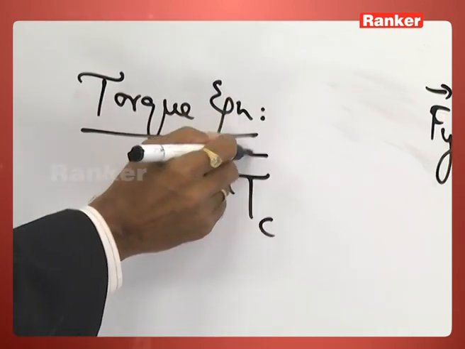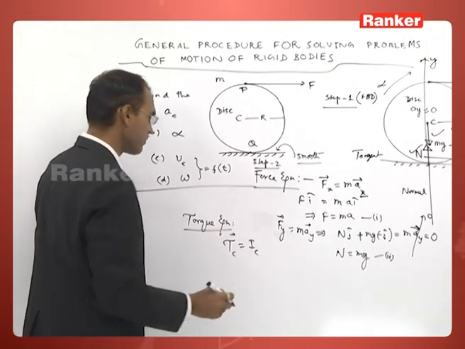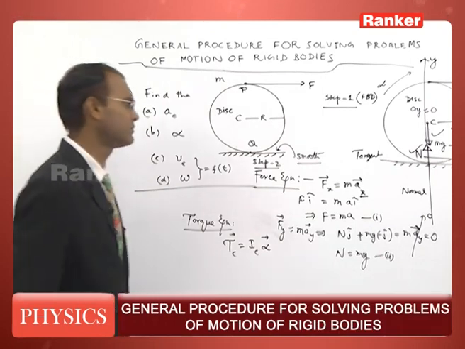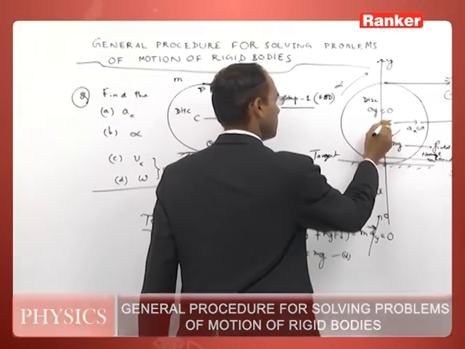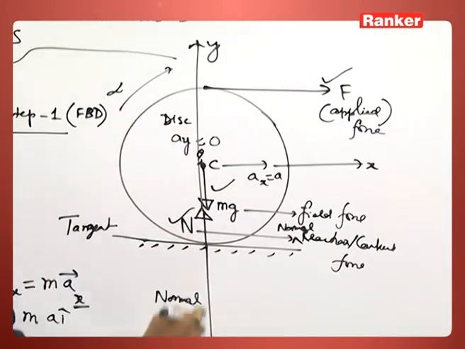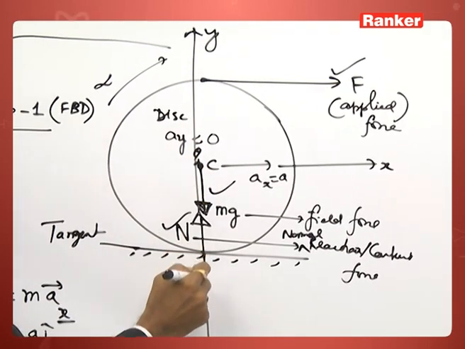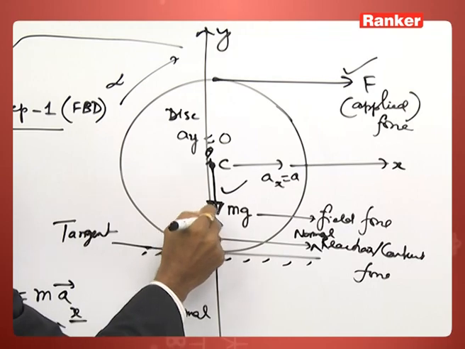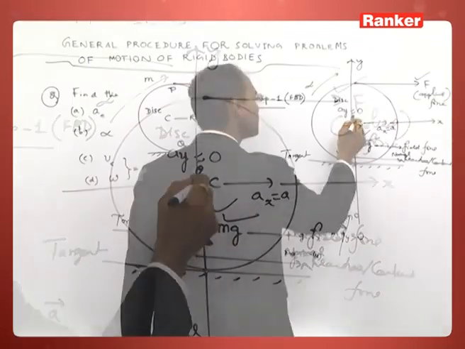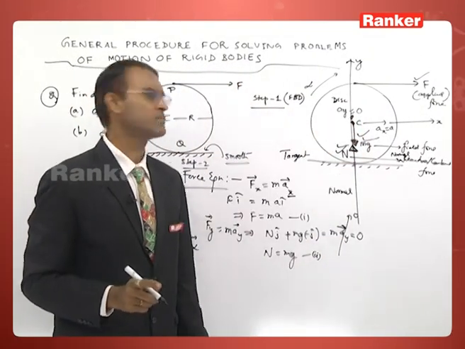About the center of mass, the torque is equal to the moment of inertia about the center of mass axis times alpha. With respect to the center of mass, the gravity force and the normal reaction force pass through the center of mass. These two forces pass through the center of mass, therefore they cannot produce a torque about the center of mass axis.